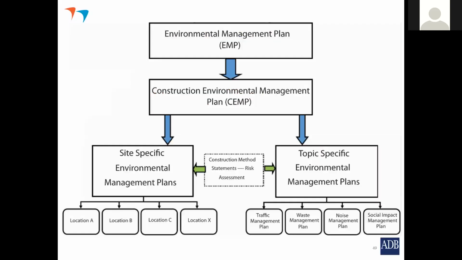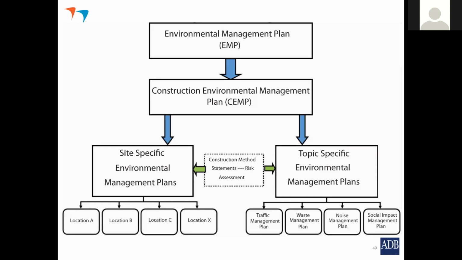So this is a very useful diagram that shows the relationship between the environmental management plan and the construction environmental management plan. So you see at the top there, we have the updated environmental management plan that was prepared during the detailed design that has gone into the bid document and the contract document. And then what we're asking the contractor to do is to prepare his own construction environmental management plan to meet the requirements of the EMP. Now that construction environmental management plan will have a number of components to it.